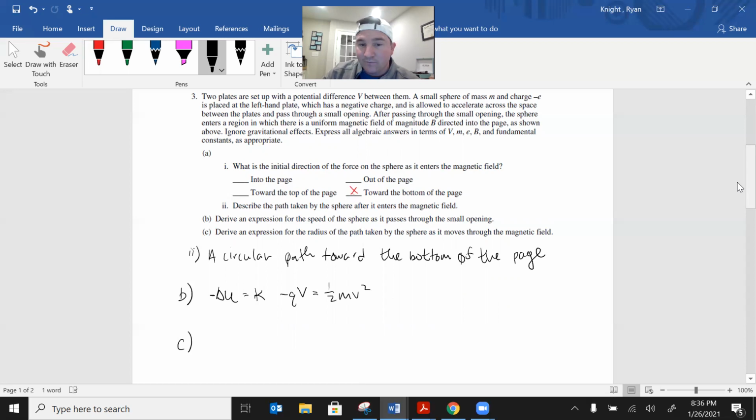The charge Q is actually E in this case. It says we have to use V, M, E, and B, so we replace that with a negative E. It actually says it's negative E. Negative, negative gives us positive, so we get EV equals 1/2 mv squared. Then we just solve for v. The 2 goes over, m goes underneath, we take the square root, and we get the velocity is the square root of 2EV over m.